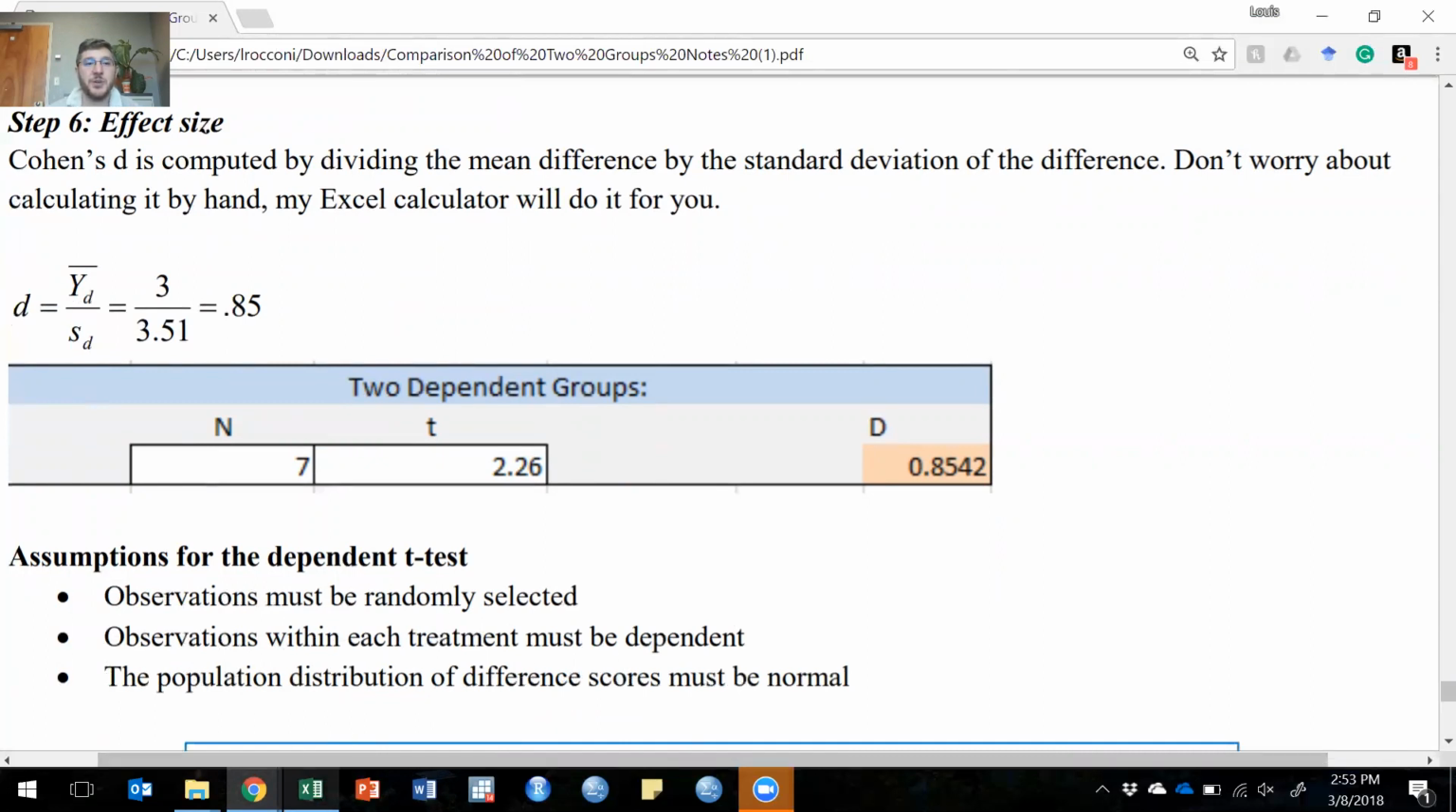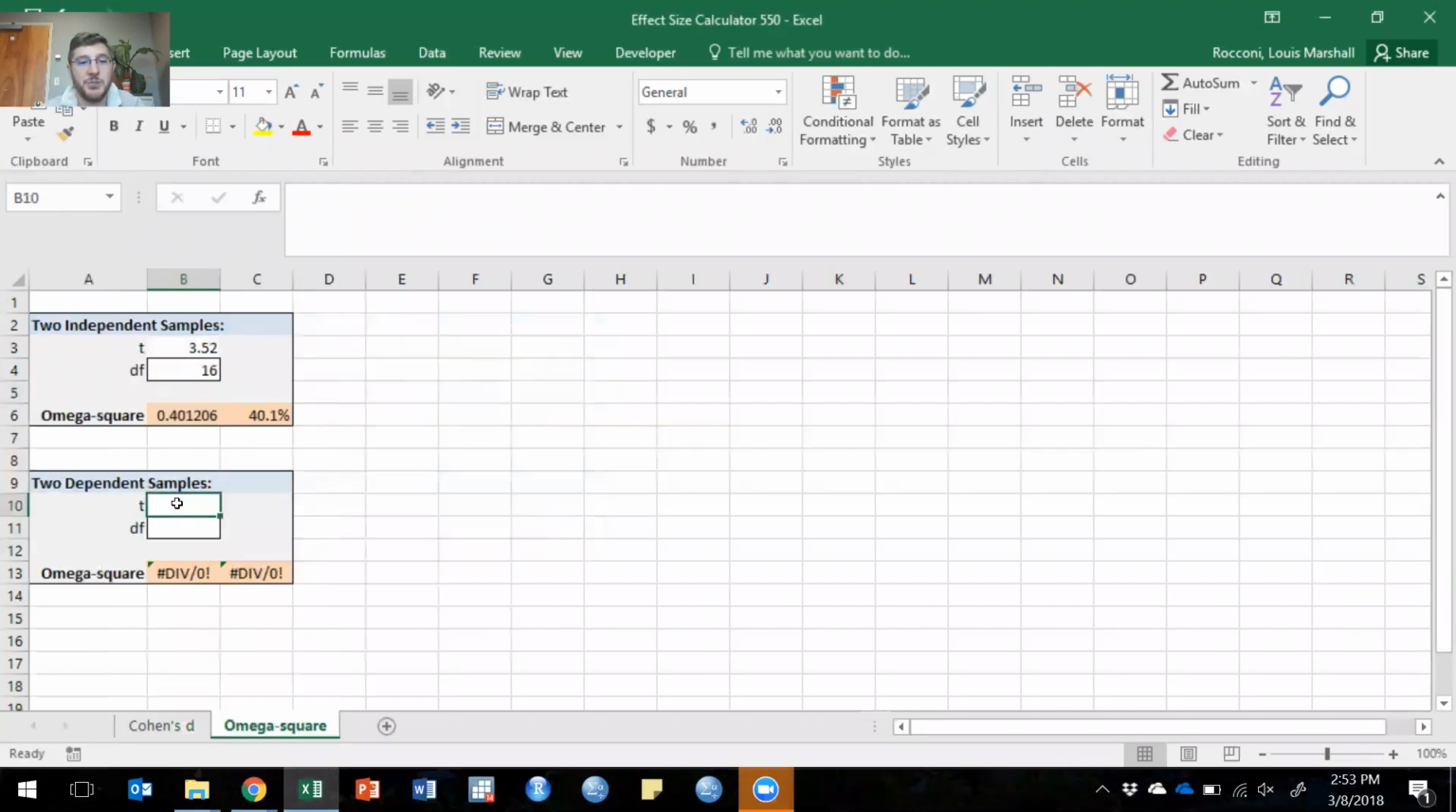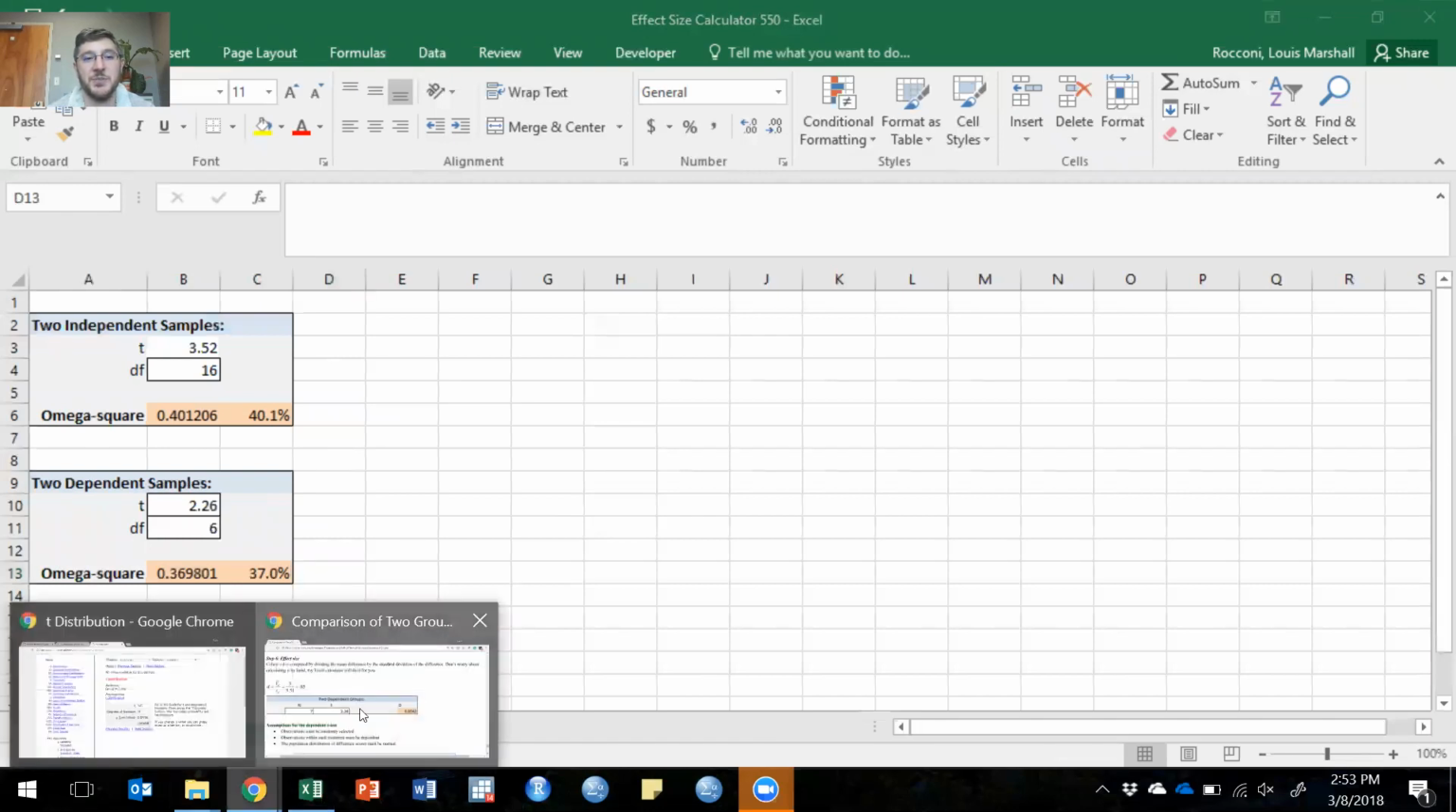You can also get an omega squared for this. We put in 2.26, and it was 6 degrees of freedom. So what this is saying is that around 37% of the variability in people's perceptions of the oil company can be attributed to the commercial. So around 37% of people's changes in attitudes of the oil company can be attributed to that commercial.